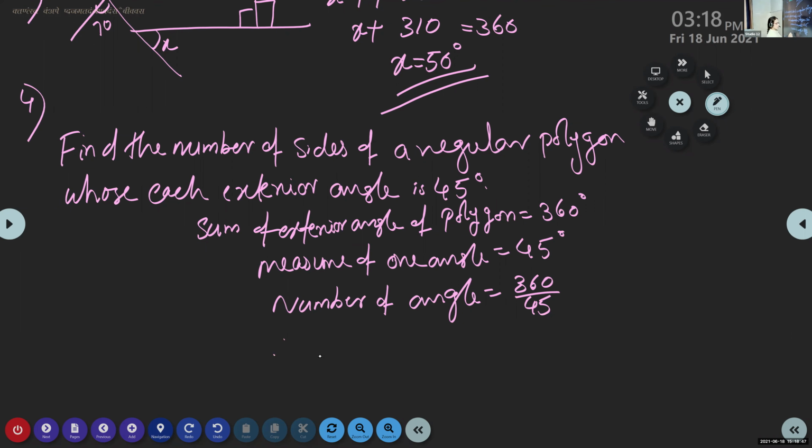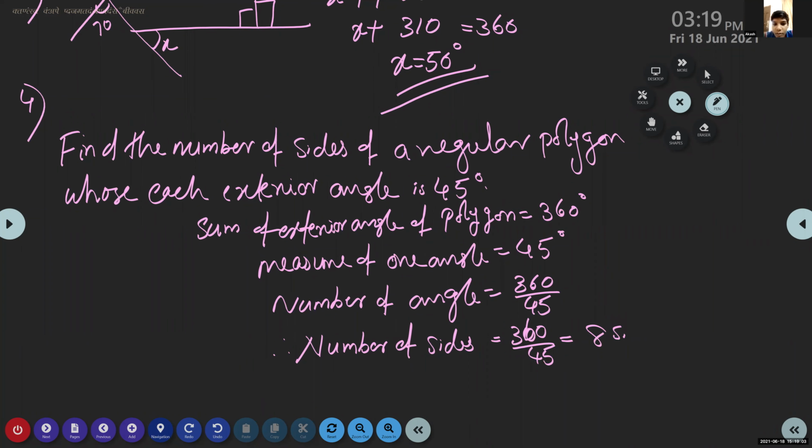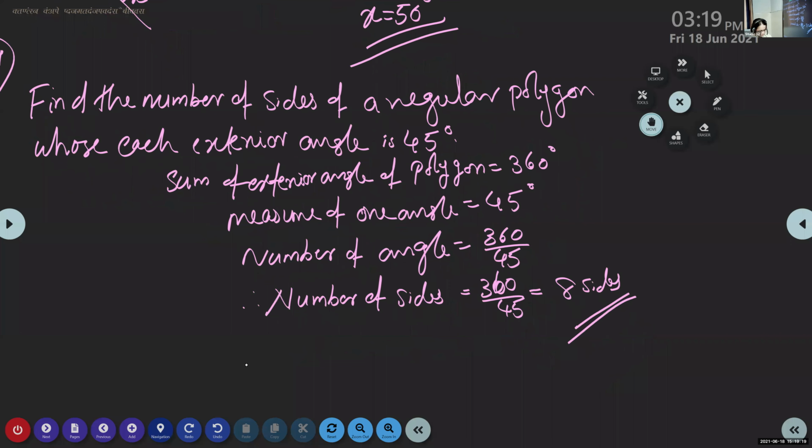Therefore, number of sides, n, equals 360 by 45, and it is equal to 8 sides. The polygon has 8 sides, hence it is an octagon. The number of sides is 8, hence it is an octagon.